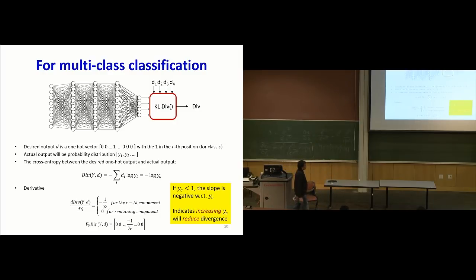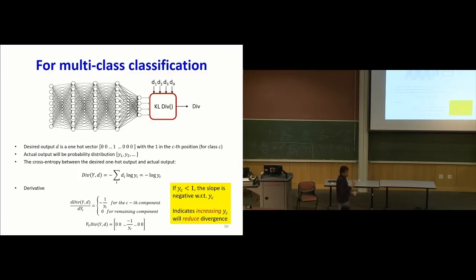And once again, if I compute the derivative, because it's only a function of the output for the correct class, when I take the derivative of the divergence with respect to the various y_i's, the divergence doesn't depend on the y values for any class other than the target class. So the derivative with respect to the non-target class outputs is 0. The derivative with respect to the target class output is minus 1 over y_c.